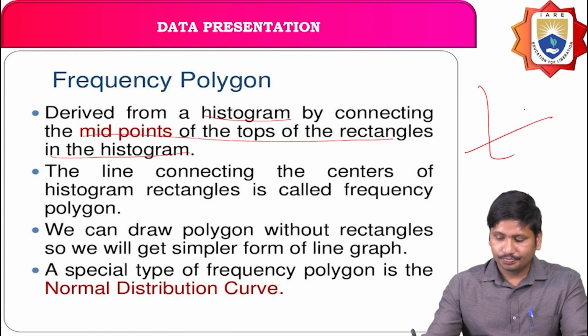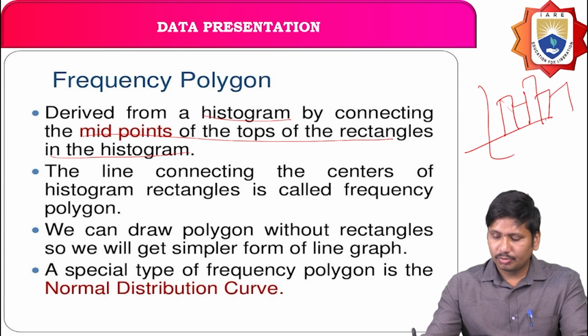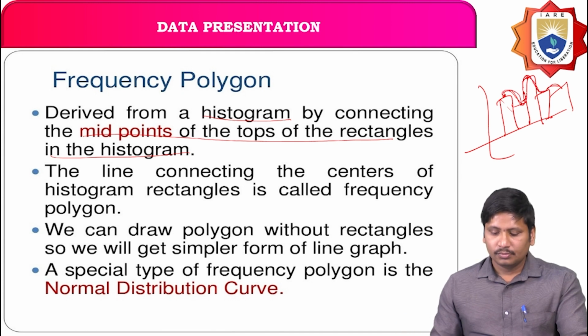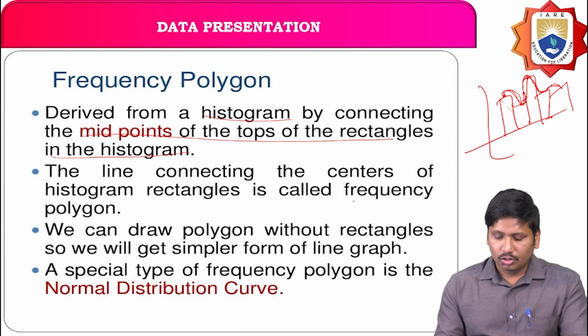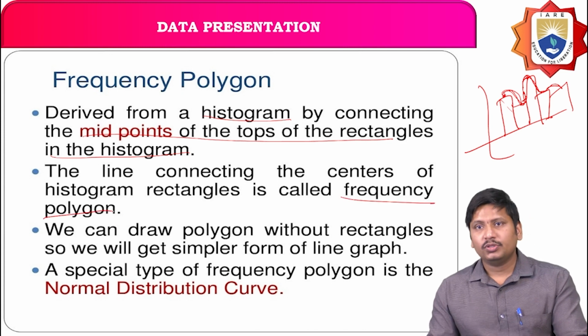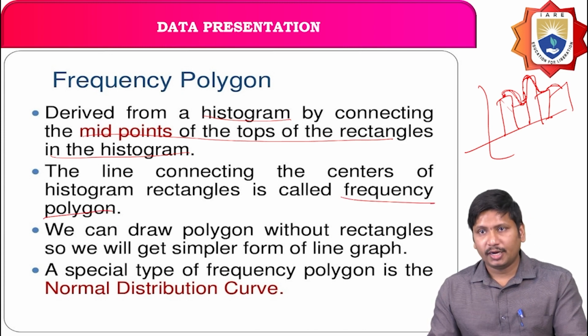So let me take this. This is the histogram we are having, right? So the histogram is also similar to the frequency polygon. Suppose the line which is connecting the midpoints of the bar diagram, right? That should be considered as the frequency polygon. The line connecting the centers of the histogram rectangles is called a frequency polygon. The line which is connecting the centers of the histogram rectangles is going to be called the frequency polygon.